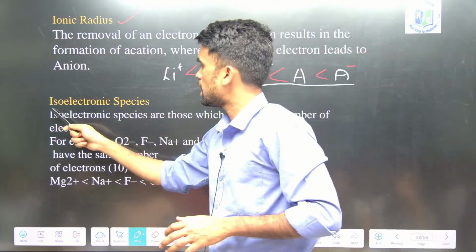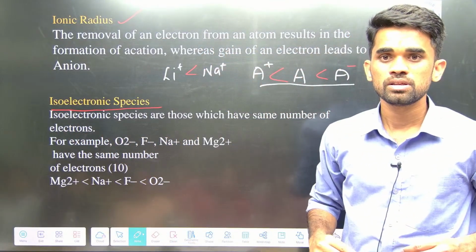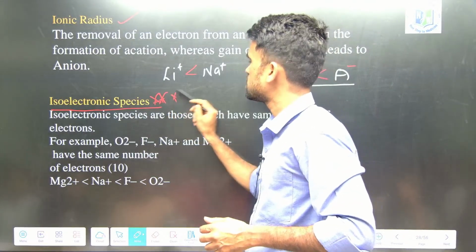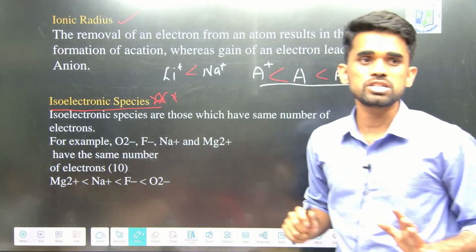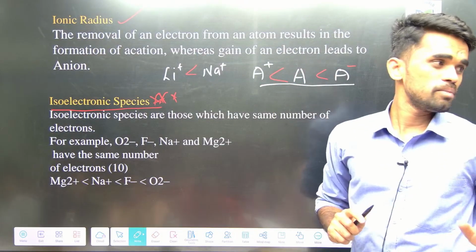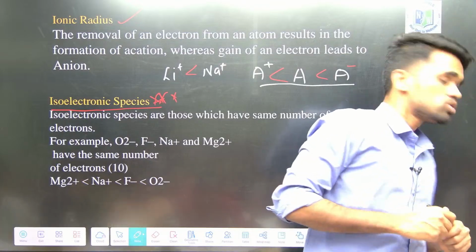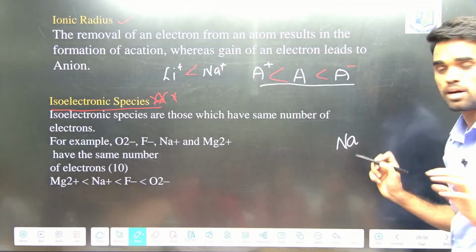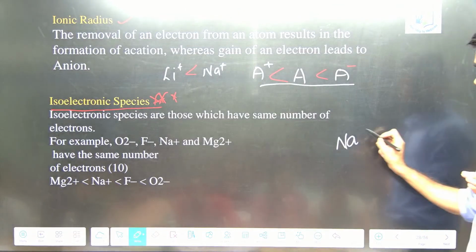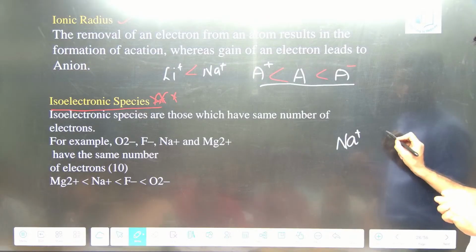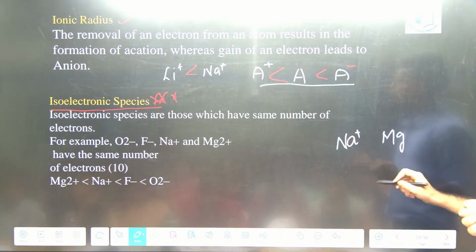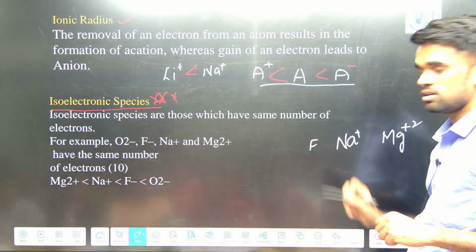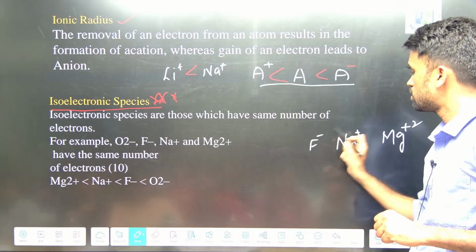Next, isoelectronic species. It means what? Same number of electrons. Most questions come from this. I don't know why, but it is very easy to remember. Same number of electrons should be there. For example, I am writing here sodium plus: sodium atomic number 11, if I remove one, 10. Magnesium atomic number 12, if I remove 2, 10. Fluorine atomic number 9, if I add 1, 10.